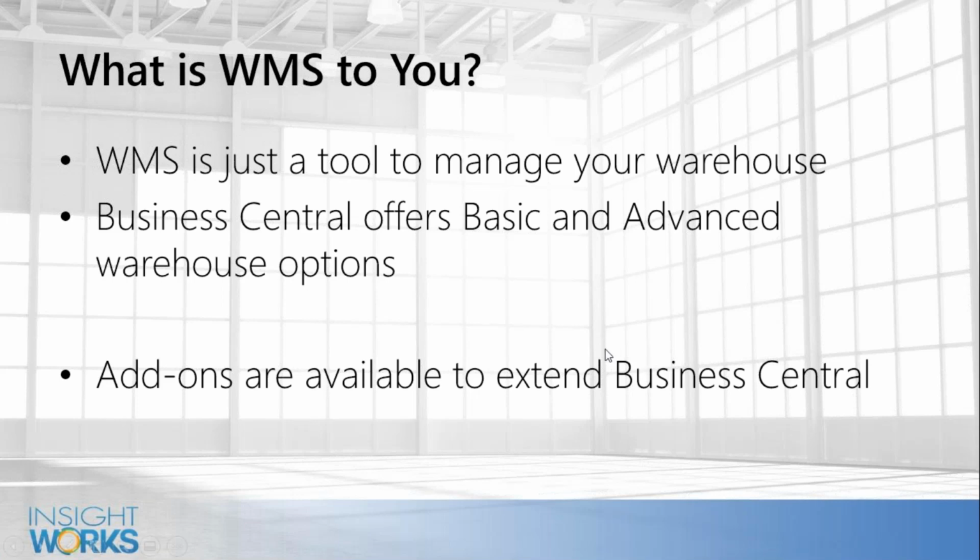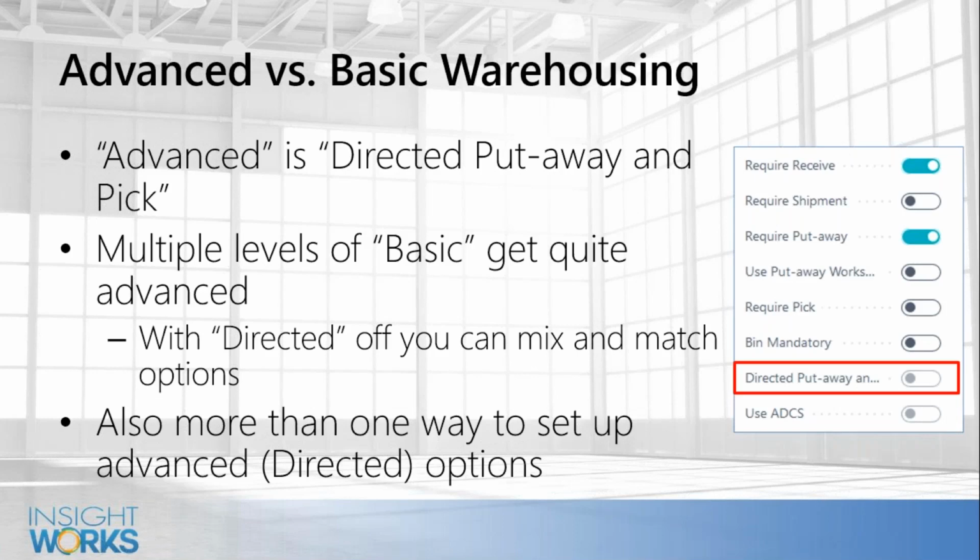All right, so with that, let's jump in and talk about what Business Central actually offers. So Business Central has both standard or basic warehousing and advanced warehousing. When people talk about advanced warehousing in Business Central, what they're typically referring to is directed put away and pick. And on the right-hand side, there's a little screenshot from Business Central. And that's that magic checkbox down at the bottom there that enables that directed put away and pick, and that's the advanced warehousing. If you don't have that turned on, you can set all of these individual options you see above here independently for the most part.